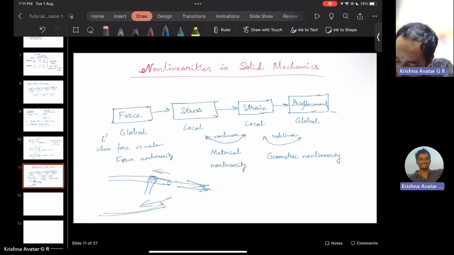Then there is also something known as displacement nonlinearity. Or not displacement, I mean, say you have boundary conditions, right? Because when you solve solid mechanics problems, you need to have boundary conditions, isn't it? Now, if the displacement boundary conditions also depend on the nature of displacement, then what you have is what we call kinematic nonlinearity.